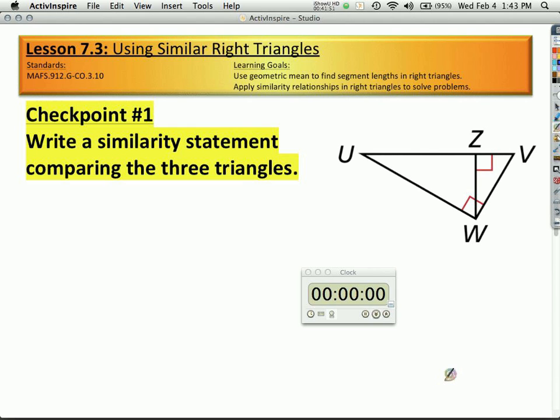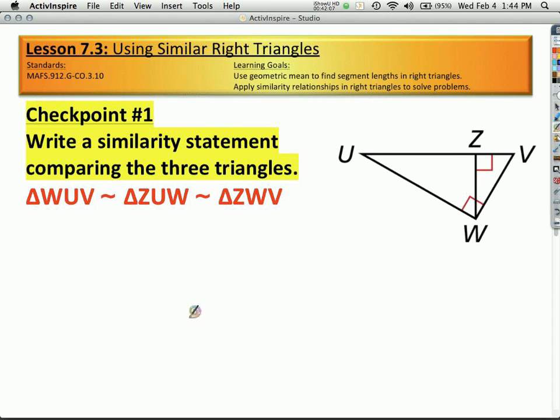All right. Just because it's a mouthful, I'm going to go ahead and reveal the way I wrote it. Don't mark yours right or wrong. Take a moment, because you might have had your letters in a slightly different order. A similarity statement has a triangle similar to another triangle, similar to a third one. I started at the right angle, went along to the longer leg, and then over to the other vertex. So I had triangle WUV is similar to triangle ZUW, is similar to triangle ZWV.